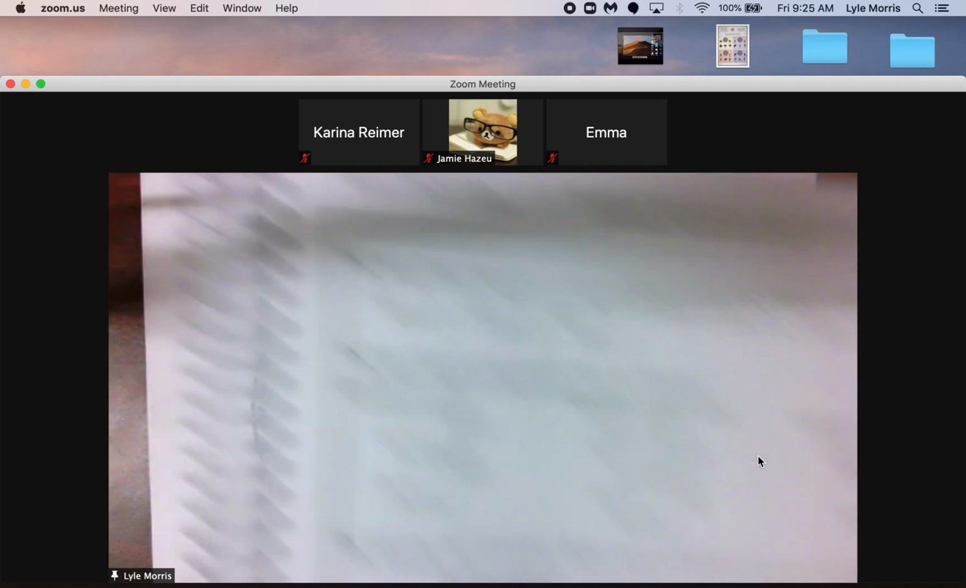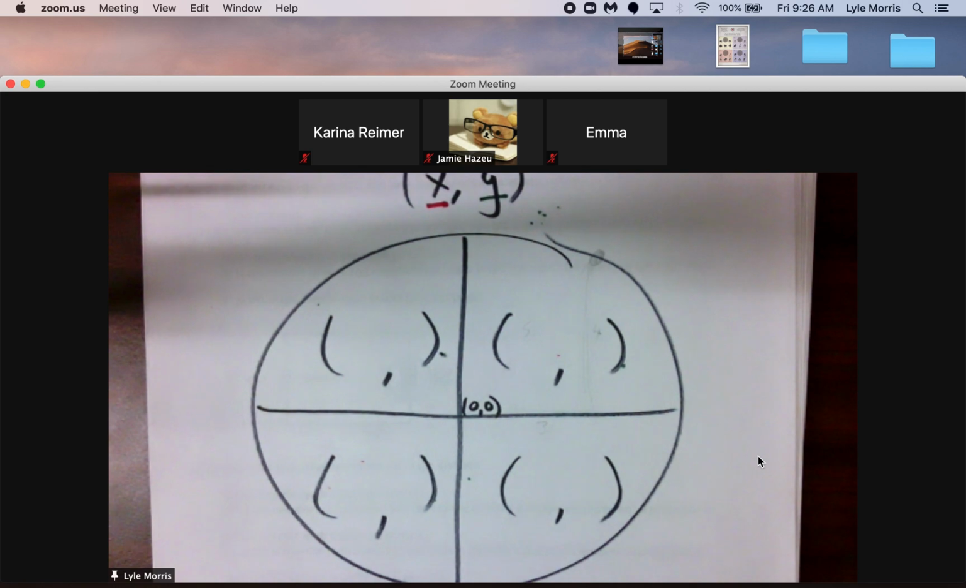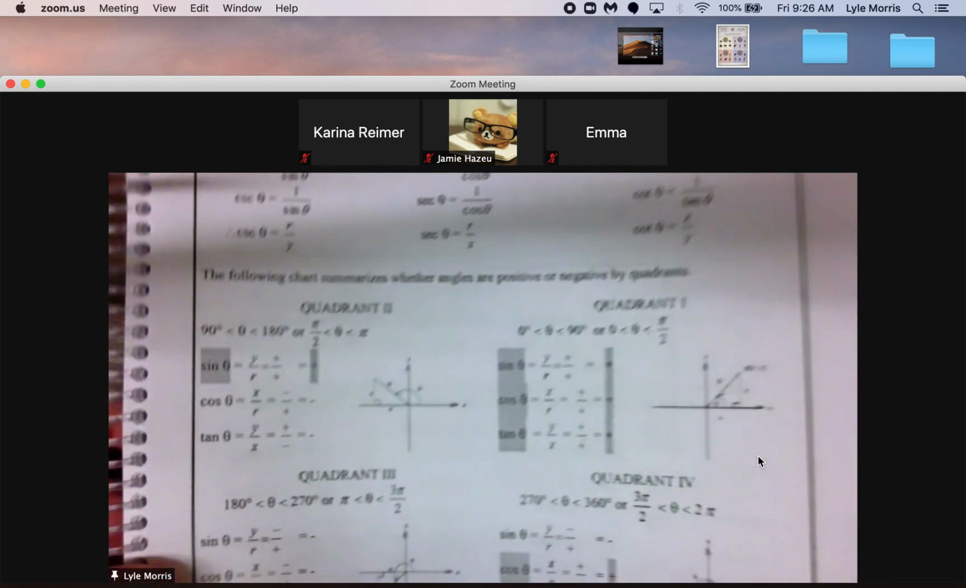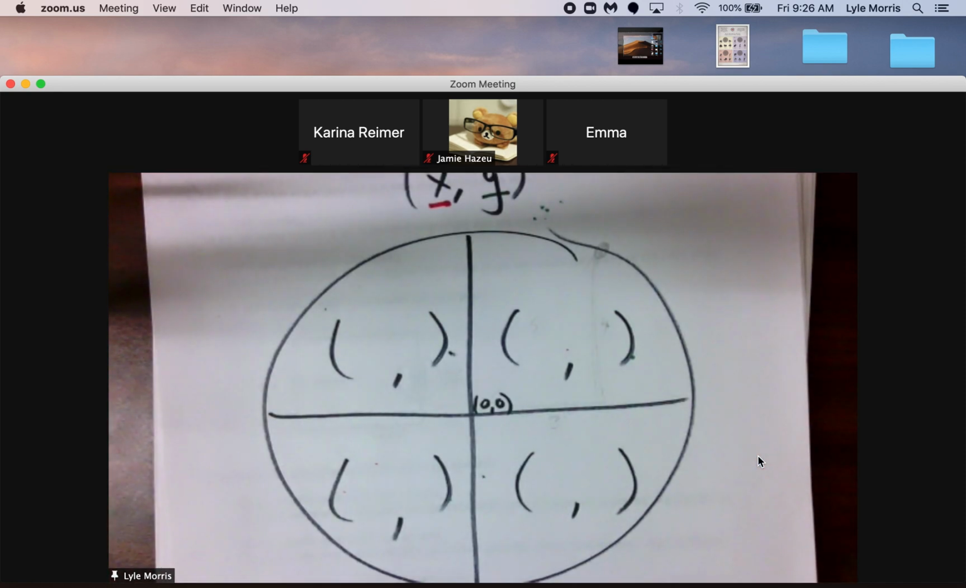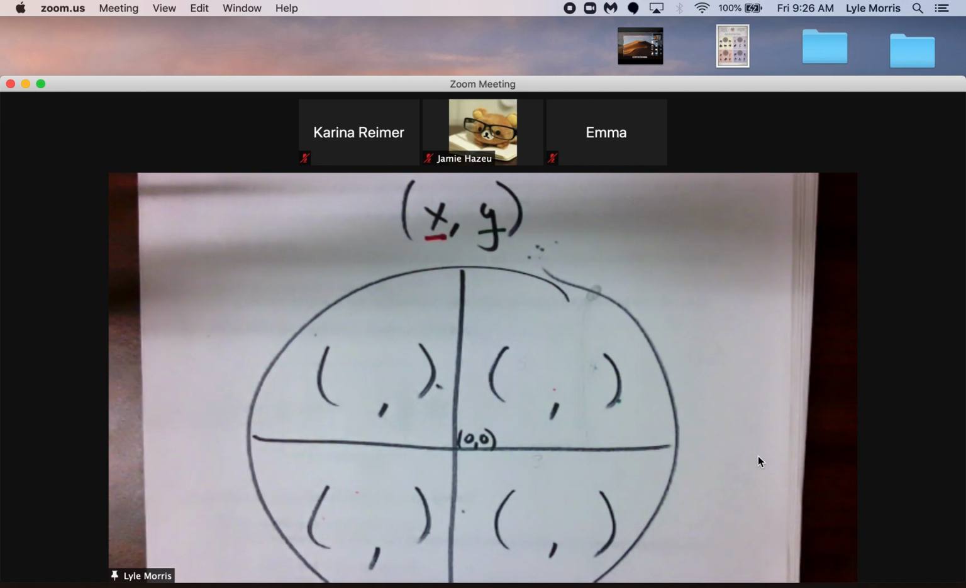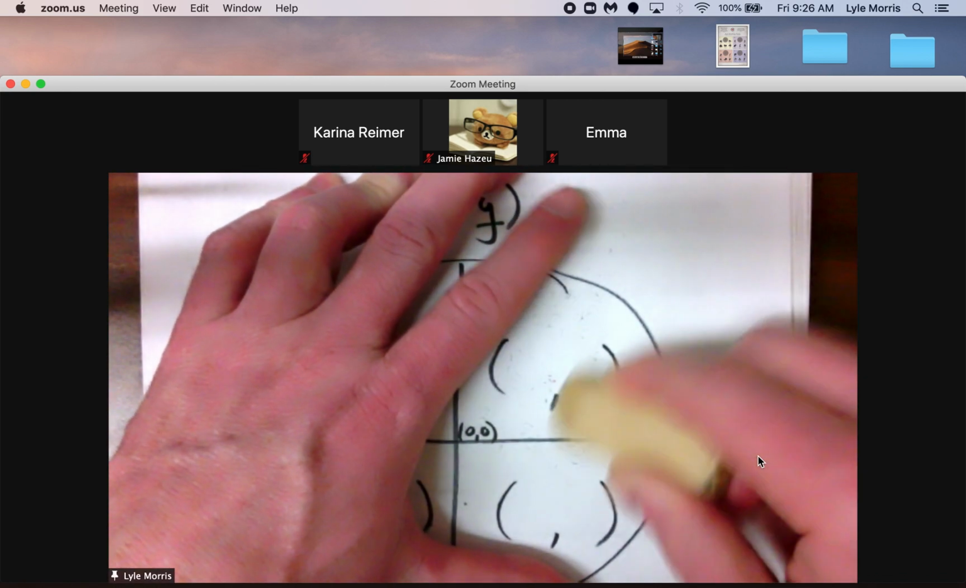We okay with that so far? Stop me if I'm going too fast. I'm not hearing anything. It shows here how to tell when it's going to be positive or negative, but let me just show you this first to see if this helps.